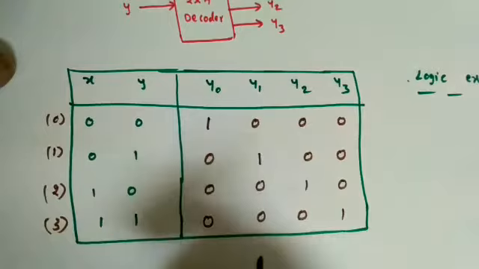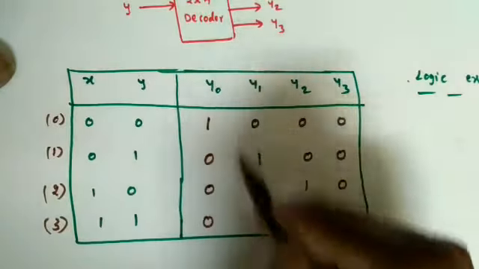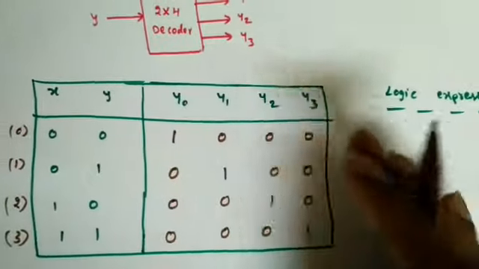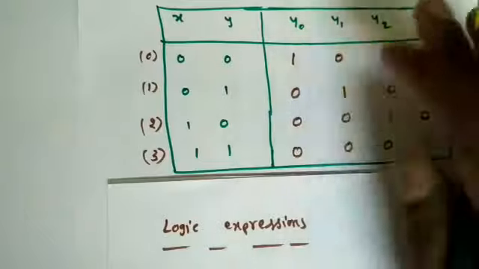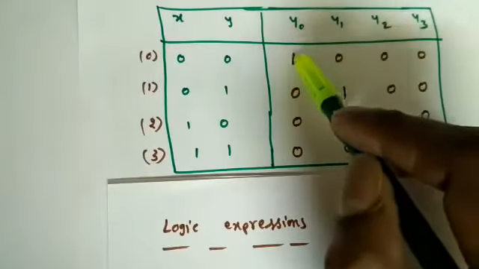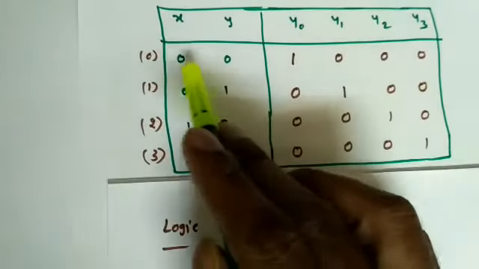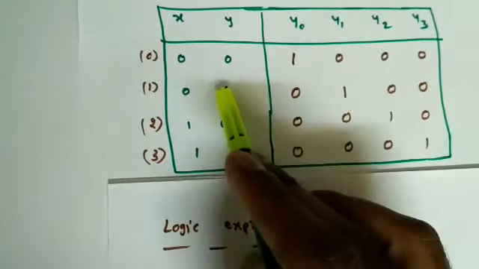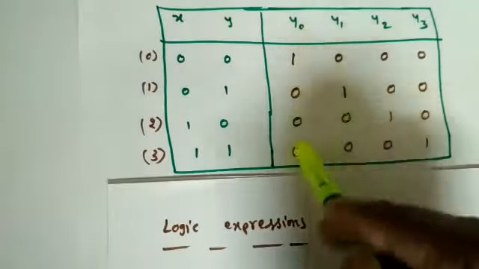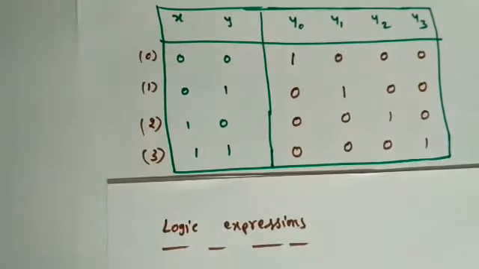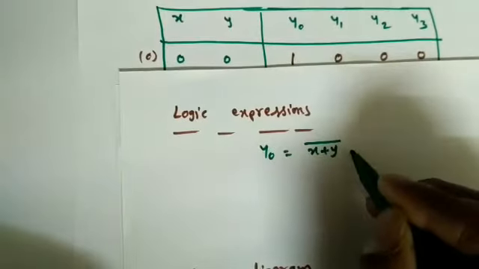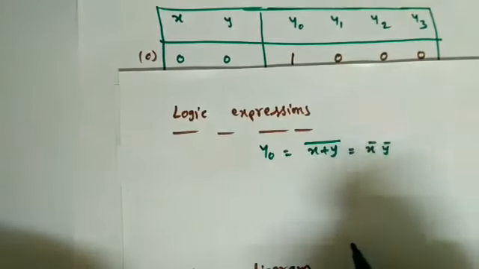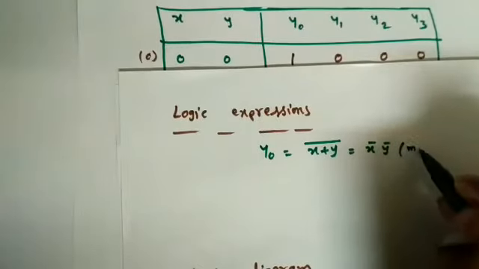Once we form a truth table, how many outputs are there? Four outputs, so we will get four Boolean functions, or logic expressions. If I see the Y0 function, the function value is 1 for only one input combination; the other input combinations are 0. So it is simply a NOR function: x plus y whole bar. 0 plus 0 whole bar is 1, 0 plus 1 whole bar is 0, and so on. So Y0 is equal to (x plus y) complement, or simply x bar y bar. What is x bar y bar? It is nothing but 00, so this is m0, right?